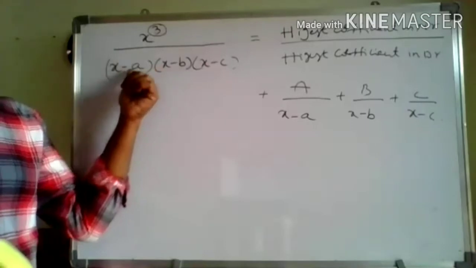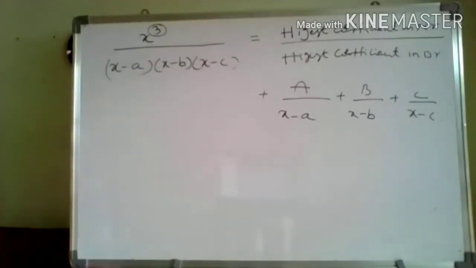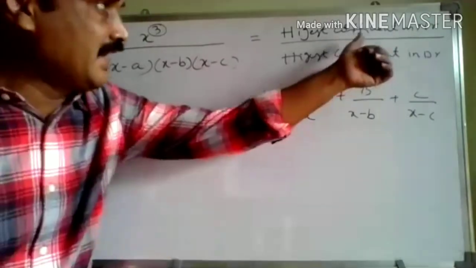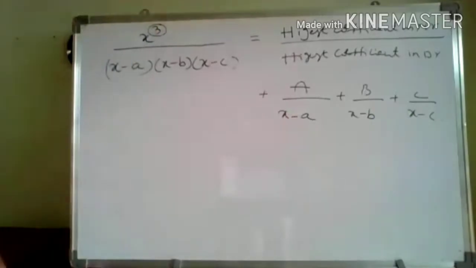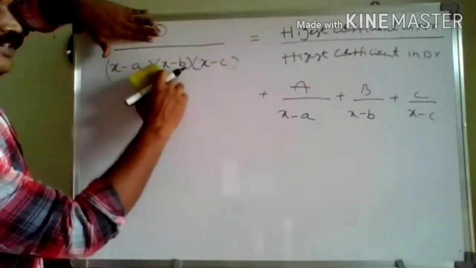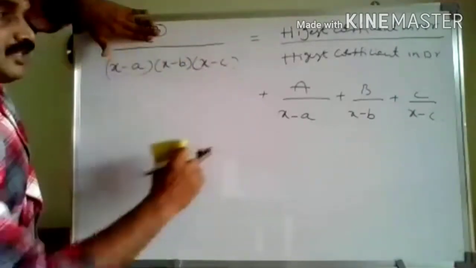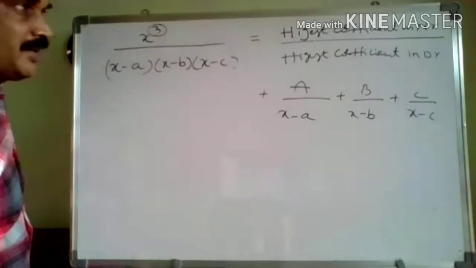Degree of f of x is equal to degree of g of x. So this is improper fraction first model. First highest coefficient numerator by highest coefficient denominator plus partial fractions: a by x minus a plus b by x minus b plus c by x minus c.